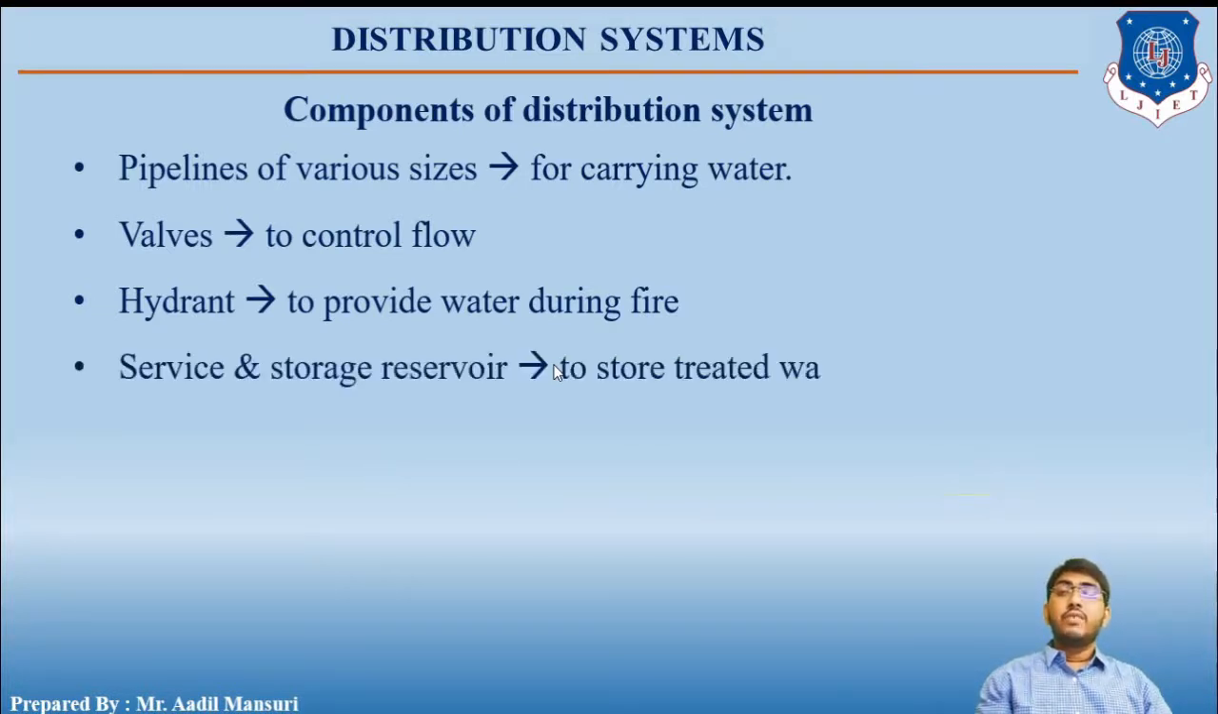Next is service and storage reservoir. The main function of the service or storage reservoir is to store the treated water. We all know that after the water has been treated in a treatment plant, which is designed for a few million liters of water to be supplied per day, the water which is treated is now stored in an underground tank which is known as the storage reservoir. Next are the flow measuring devices. The flow measuring devices are useful for measuring the quantity of water that is released from the treatment plant, and also the quantity of water which is used by the end users. So flow meters are used for measuring the quantity of water either discharged or utilized. These are a few components of the distribution system.